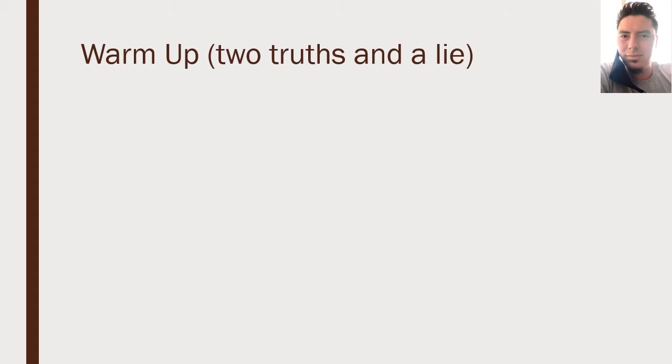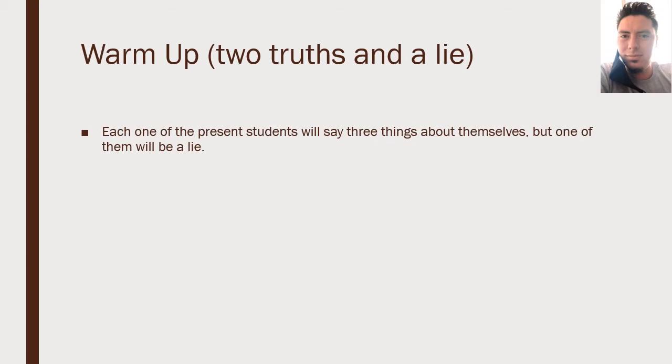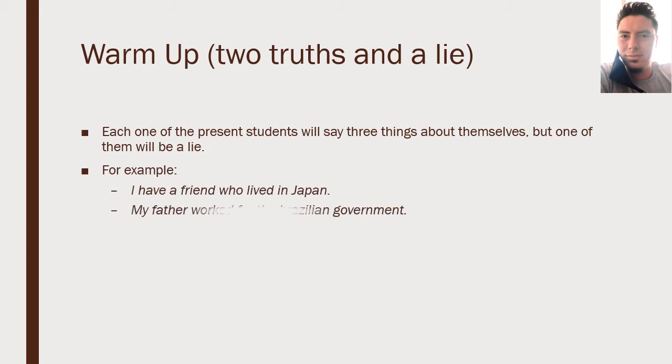Now we have a warm-up that is two truths and a lie. Each one of the present students will say three things about themselves, but one of them will be a lie. As an example, in my case, I can say that I have a friend who lived in Japan, my father worked for the Brazilian government, and the third one is that I'm trying to get a perfect score in my TOEFL test.